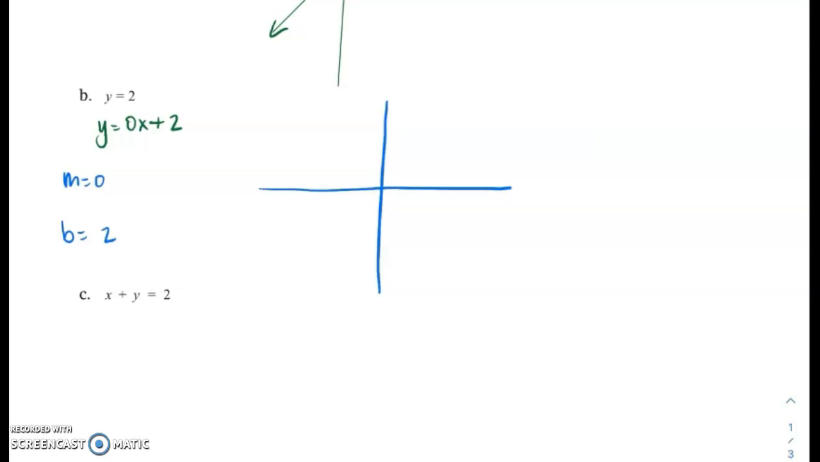So I'm going to go up 2, which is my starting point on the y-axis, and then my slope is 0. So that means that's like having 0 over 1. You're going up 0, right 1. So if I go up 0, right 1, that would be right there. And so what you're looking at is a horizontal line, and this is called a constant function because the y value stays constant. It is always 2.